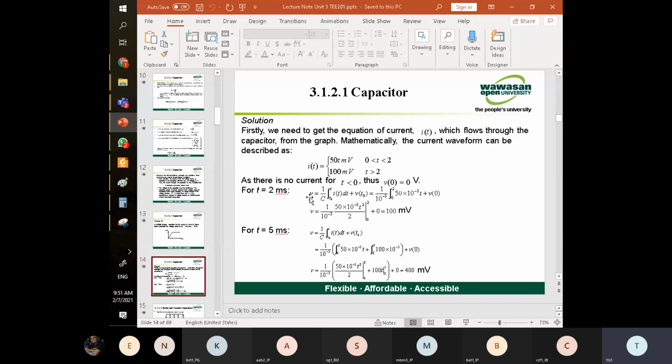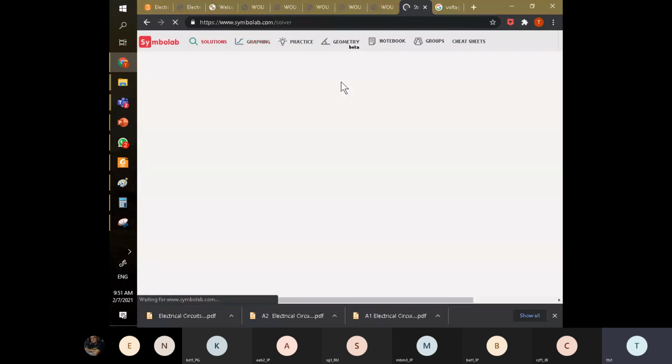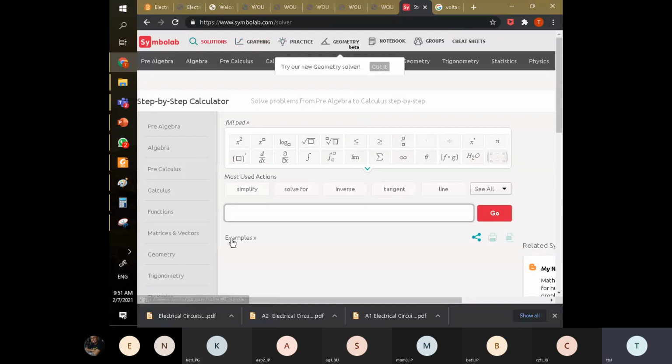So to calculate V, we use back the equation: V equal to 1 over C, integrate this current, 50t. By integrating 50t, we get 50t squared over 2, right? That's the integration. If you forget all this, you can use online tools to help you understand how to calculate this.